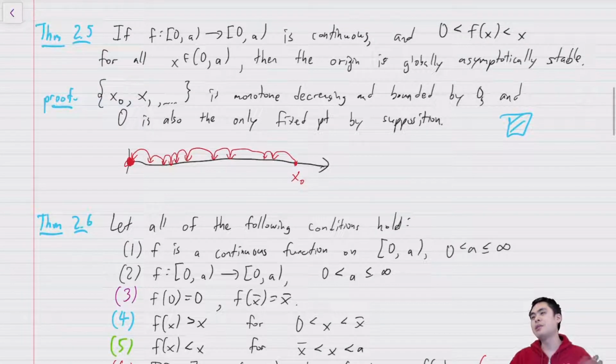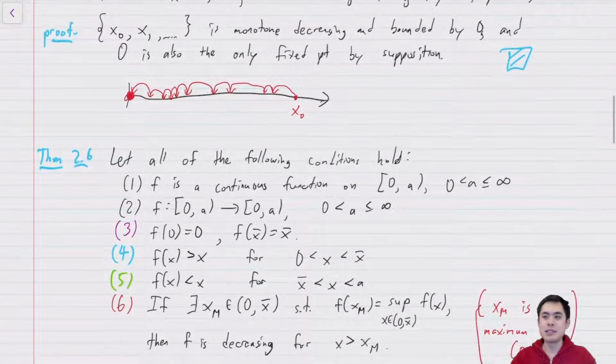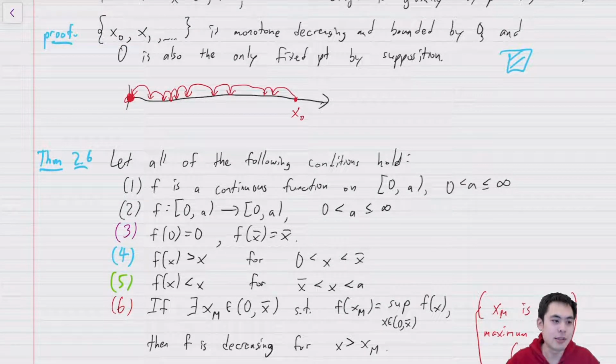Okay, so that was an example of a sort of trivial condition. The next theorem, 2.6, is significantly more complicated. So let's actually take some time to parse out what each of these different things means. So first we have f as a continuous function. That's nothing new. And then we also have that f goes from our domain 0 to a to 0 to a. Also not too interesting. But let's draw out some of the other parts of it.